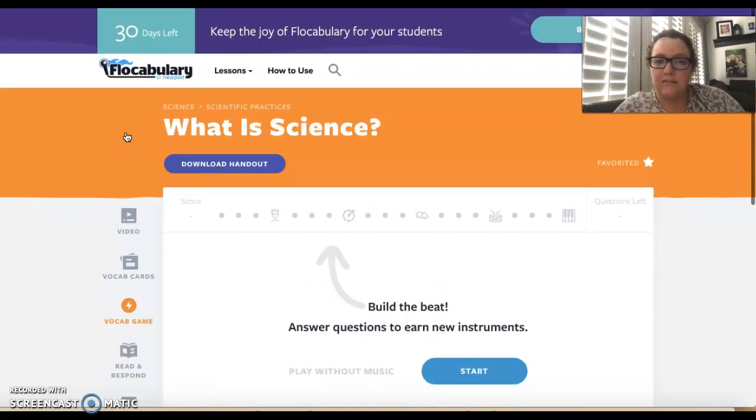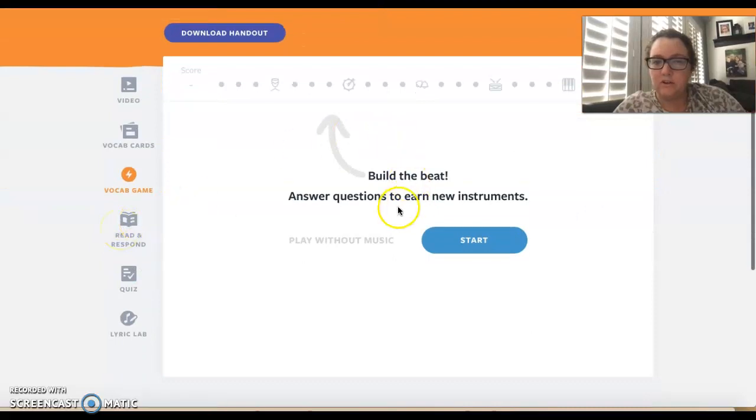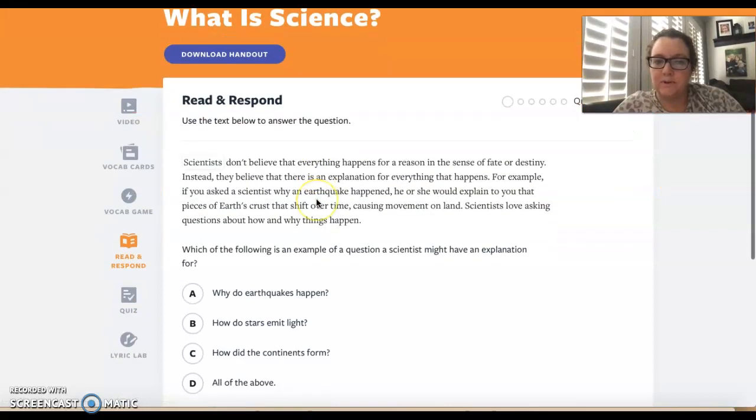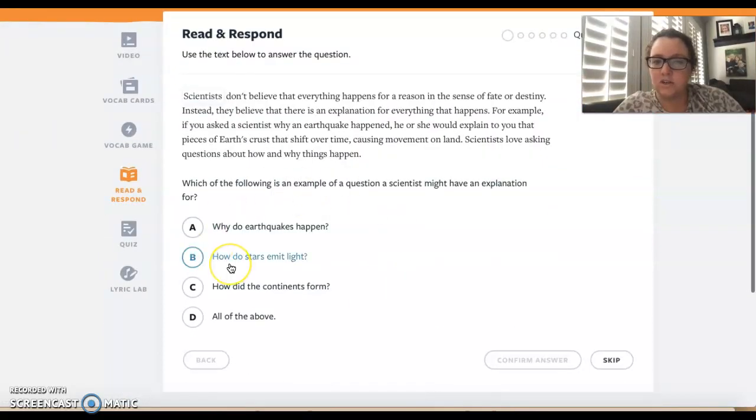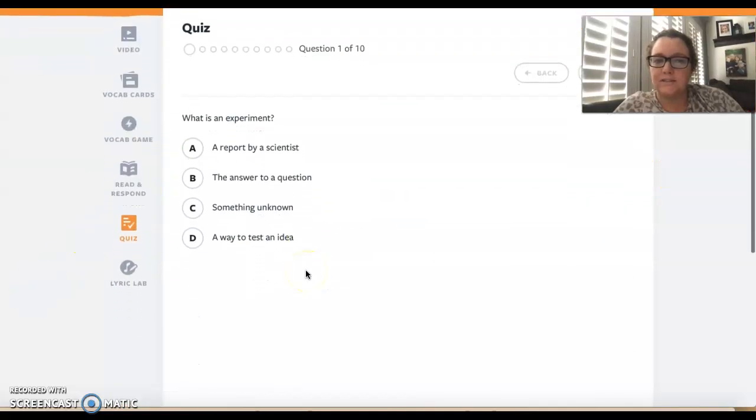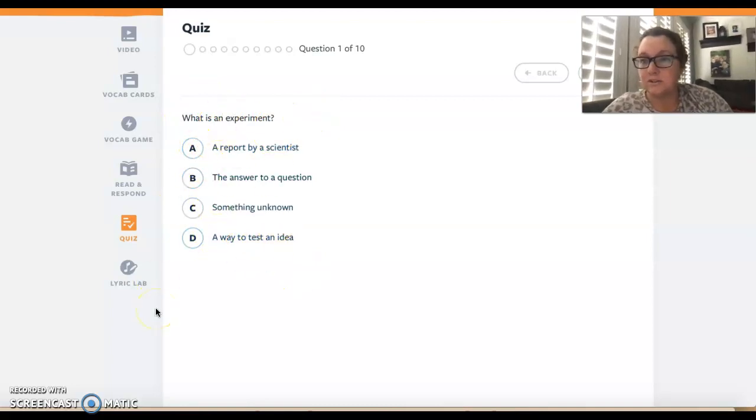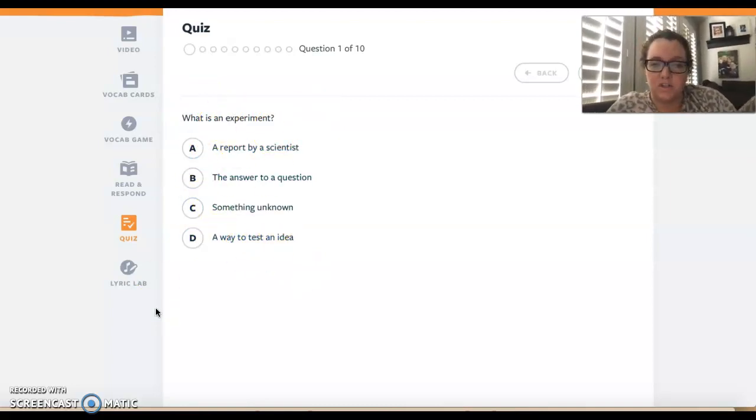And then here on vocabulary game, you're going to answer the questions about each word. Then here is read and respond, so you can answer a question about each vocabulary word. And then here is a little quiz. This one, like, what is an experiment? So you're going to pick the answer that goes with the question.